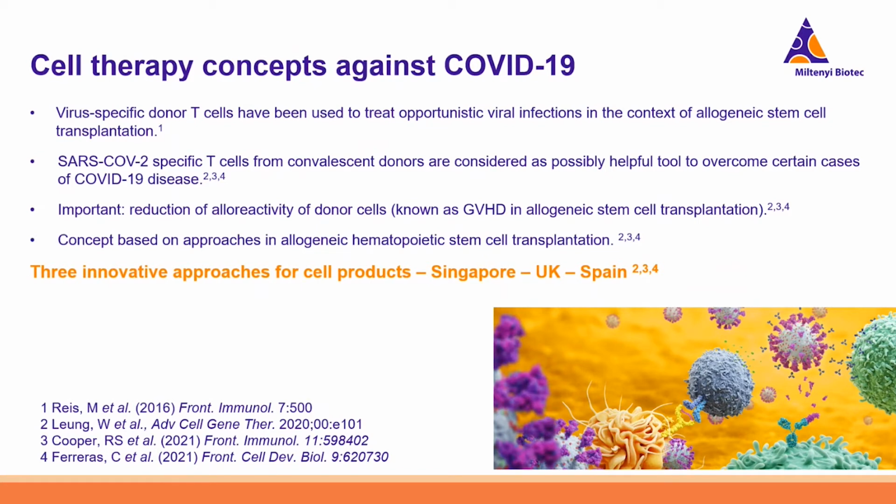In this context, I would like to present the work of 3 different groups from Singapore, the United Kingdom, and Spain. As the authors explain in these publications, the transient presence of donor T cells in COVID patients could be possible under certain conditions. On the other hand, it would be imperative to prevent alloreactive reactions against the patient. Miltenyi Biotec offers workflows for the production of cell products that are used in certain cases to prevent or treat opportunistic infections in patients with allogeneic HSCT. In the publications, the authors describe how these workflows could be used to produce cell therapy products against SARS-CoV-2 infections.